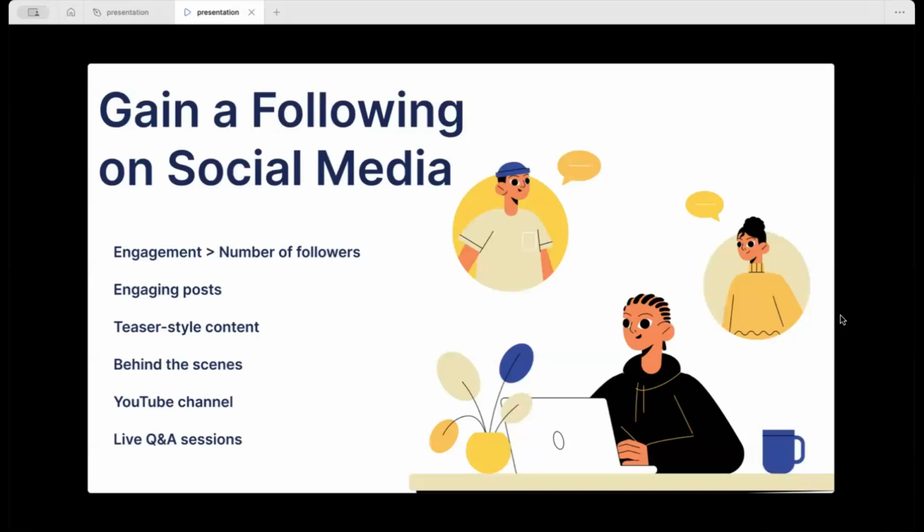You can put, for example, teaser style content. You can put behind the scenes because fun content is also required. You can use a YouTube channel, both the videos you can post or shorts. Shorts will also provide you good engagement. And the important thing, provide live question and answer sessions, because it's important to keep in touch with your audience to see what problems they have, what feedback they give you. So keeping in touch with your students is always important. So organizing live question and answer sessions is important at least once a month. Remember it.